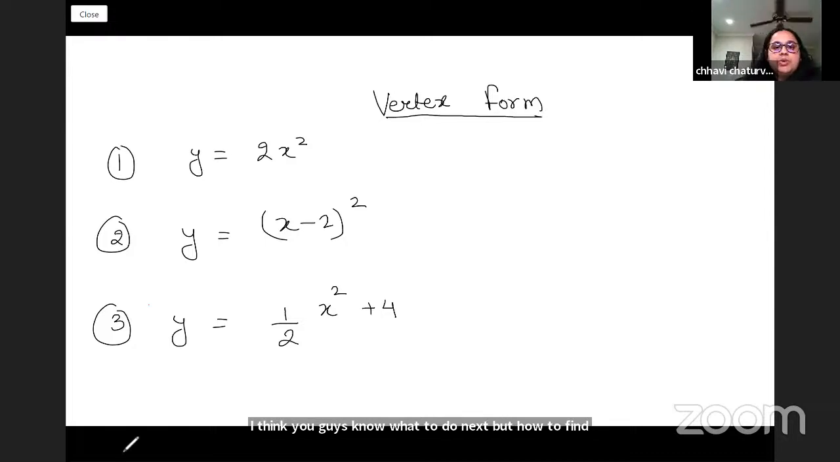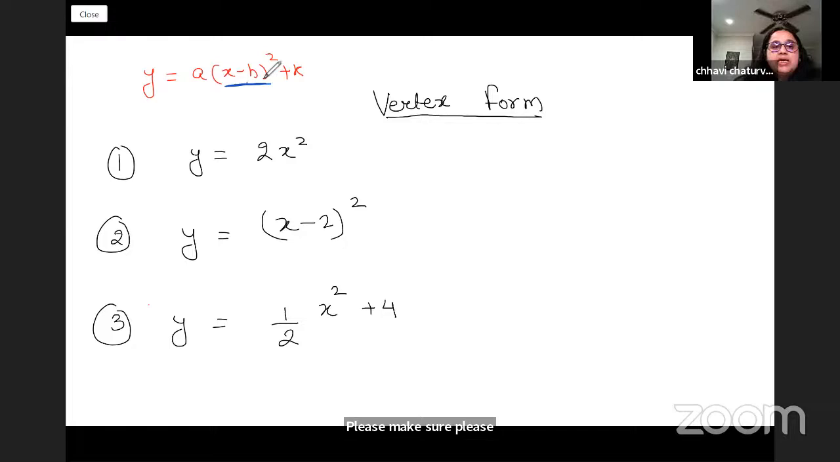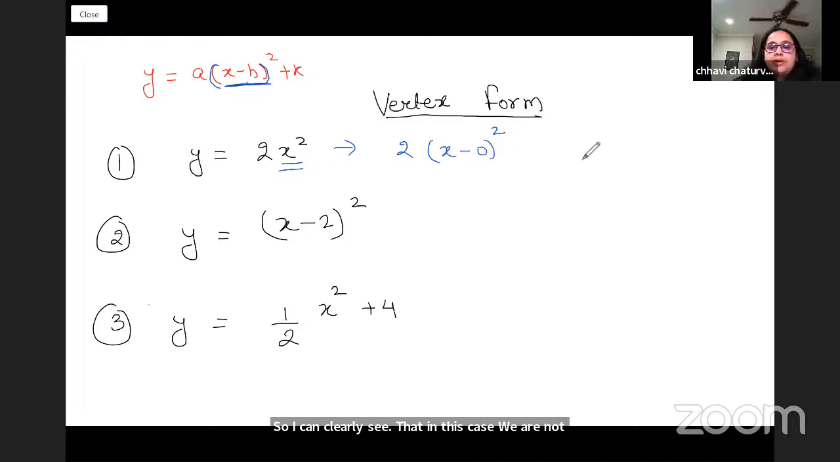You are comparing this with the formula y equals a(x minus h) squared plus k. Please remember that you are comparing this with something inside being subtracted from x and then being squared. So I can clearly see that in this case, we are not subtracting anything, and that's why we get x squared. And we are also not adding anything. So the values of h and k in this case would be 0, 0. So your vertex is 0, 0.